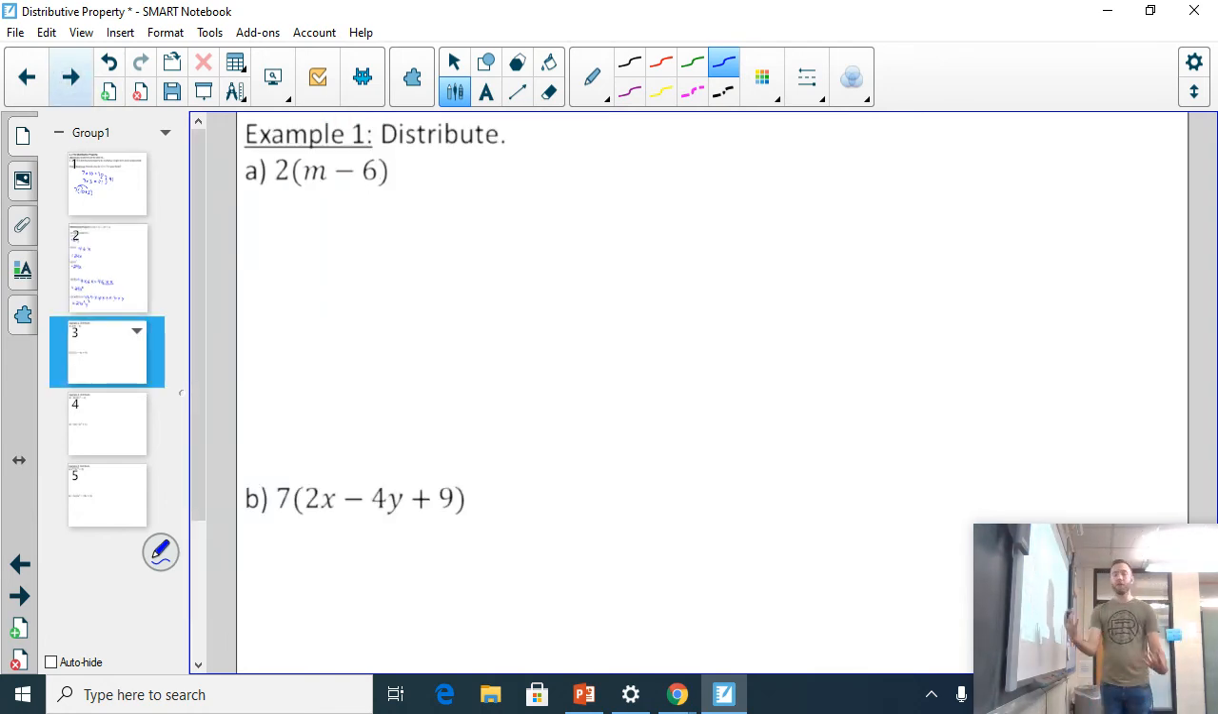So now we're going to distribute, and we're going to do it just like we did that 13 times 7. We're going to do 2 times the first one, and then the second one. So 2 times m is just, well, that's just 2m. And then 2 times negative 6 is minus 12.